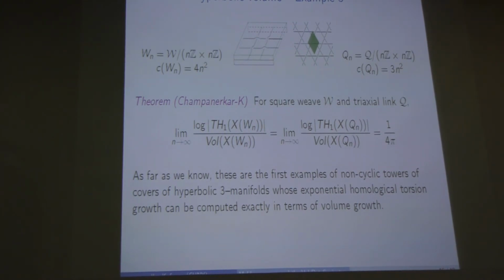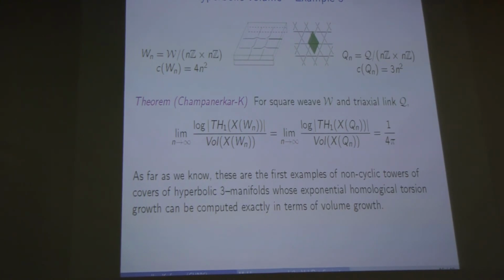But this brings me to the third example of this growth process and hyperbolic volume. If you take the square weave or the triaxial link and take these toroidal exhaustions, where you have 4n^2 crossings in the square weave case and 3n^2 crossings in the triaxial link case, then what we showed is that the exponential growth rate of the torsion of the first homology divided by the volume of the Wn's and of the Qn's, for both, is exactly 1 over 4 pi.